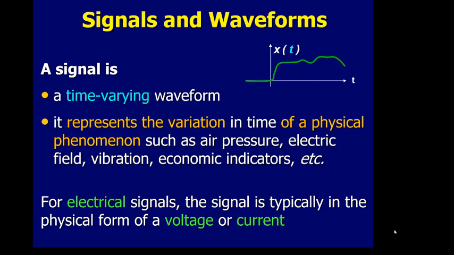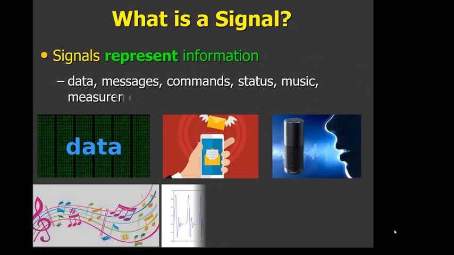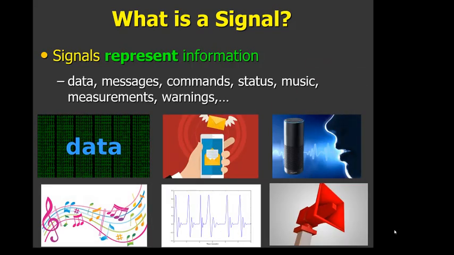For us as electrical engineers, we're used to signals in the forms of voltages and currents. But there are many, many other physical forms of signals in different shapes that they may have that are of interest to us. One of the most important things about signals is that they represent some sort of information. That could be data, that could be messages, it could be commands, it could be the status of something, it could be music that we want to listen to, different important measurements we want to make, or just warnings of something bad that's going to happen. These are all forms of signals.